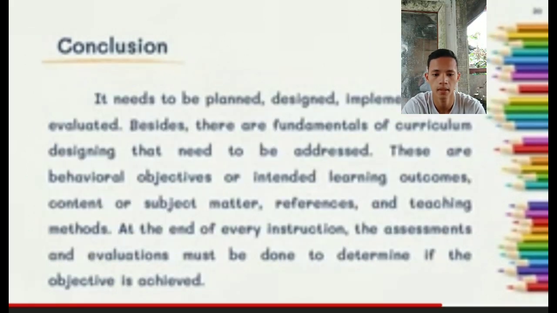It needs to be planned, designed, implemented, and evaluated. Besides, there are fundamentals of curriculum designing that need to be addressed. These are behavioral objectives or intended learning outcomes, content of subject matter, reference, and teaching methods. At the end of every instruction, the assessment and evaluation must be done to determine if the objective is achieved.